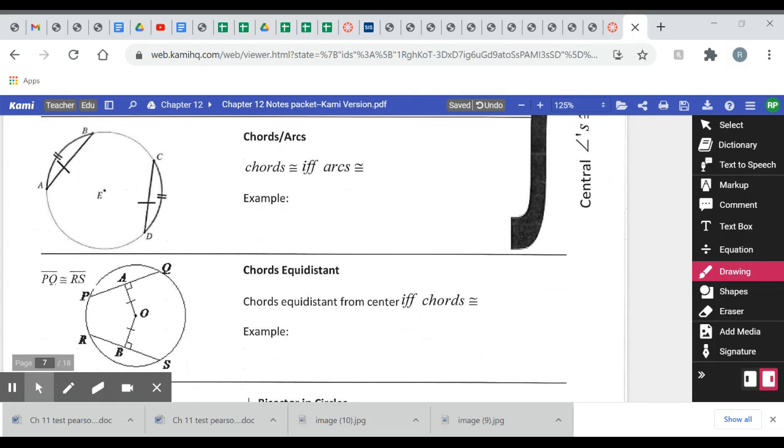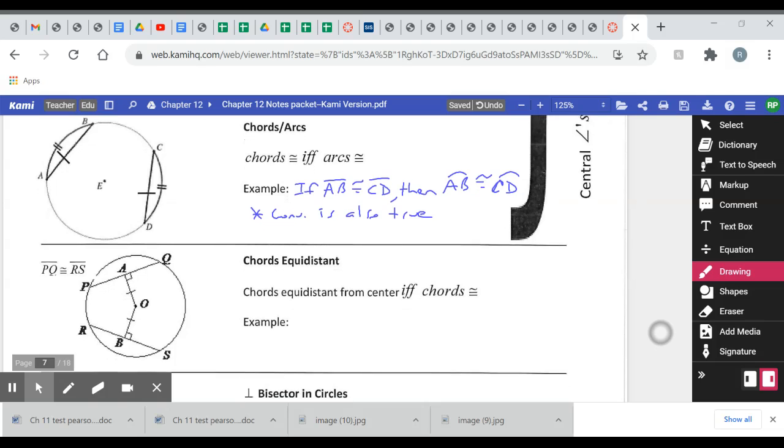All right, next up is on chords and arcs. So this one says chords are congruent if and only if arcs are congruent. So again, if we know that two chords are congruent, we know the arcs that intercept those 2 chords must be congruent also. So the specific example we have here is if segment AB, which is a chord, is congruent to segment CD, then arc AB is congruent to arc CD. All right, and again, same thing as the converse is also true.